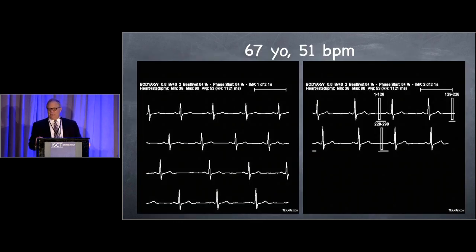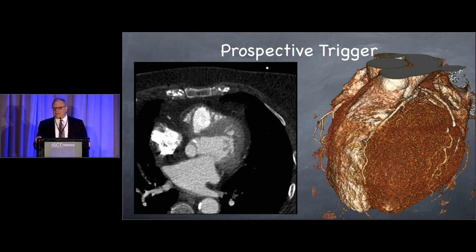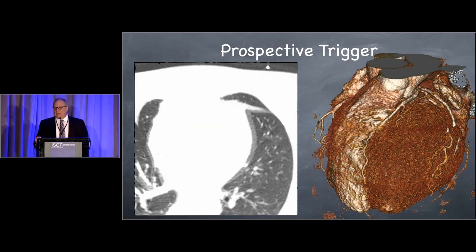Here is an example of a prospectively triggered scan in a patient with a very favorable heart rate, 53 beats per minute. It looks great, and here is the scan. And you can see there, on the volume rendering, that there is substantial misregistration in the upper and lower third of the heart across the LAD and the left circumflex coronary arteries. And if you look at the interface, you can see how much motion is occurring at those interfaces.